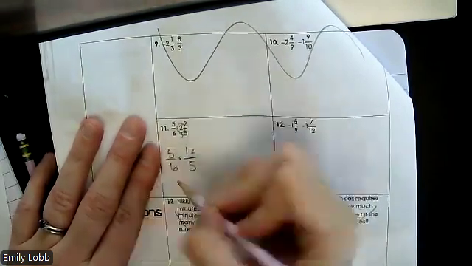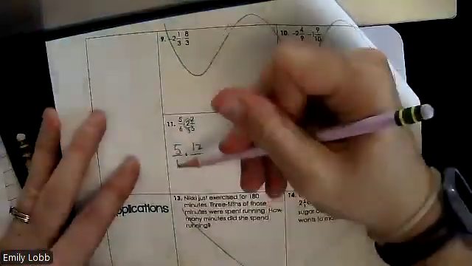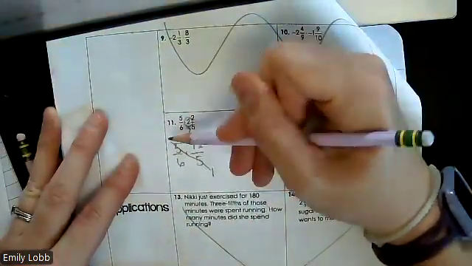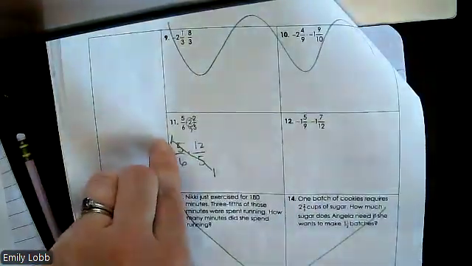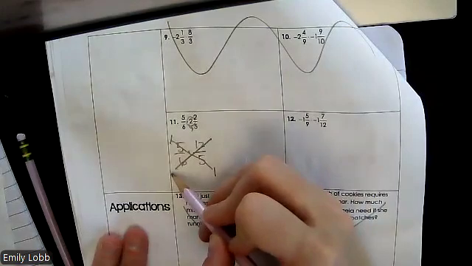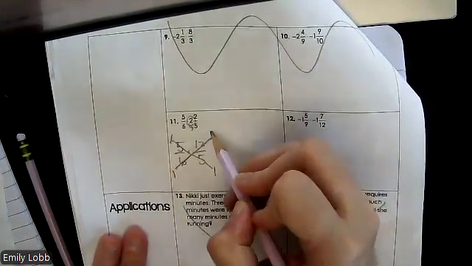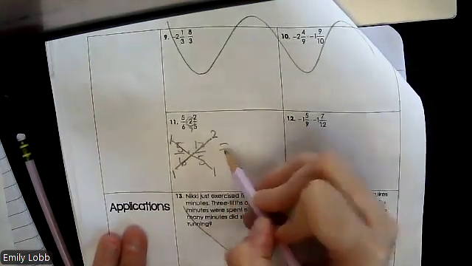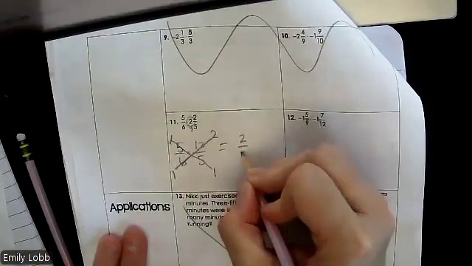Times 5, 6. I love this one too. Look at these cancel each other out. They both become 1, right? 5 divided by 5. I can divide 6 by itself and 12 by 6. So I'm going to say 1 and this becomes 2. So this is 2 over 1.